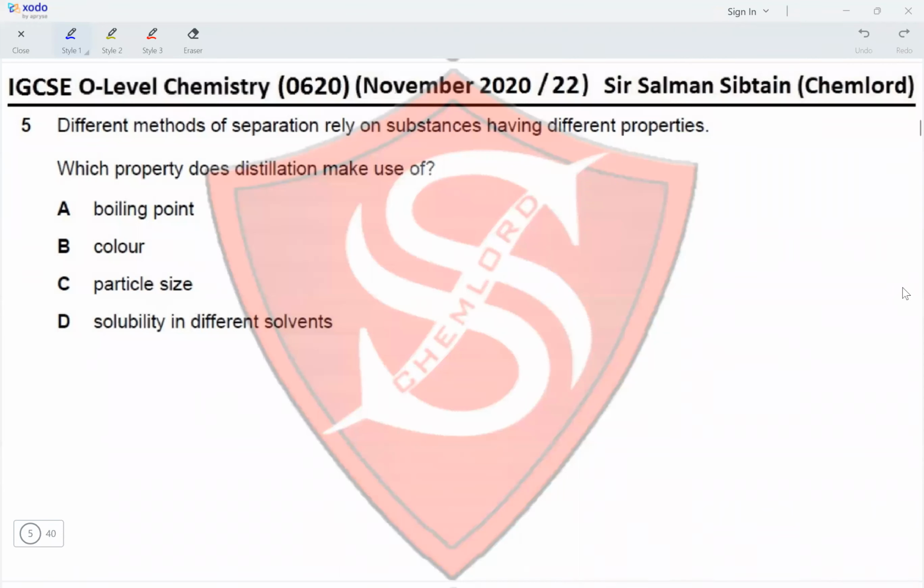Question 5. Different methods of separation rely on substances having different properties. Which property does distillation make use of? Distillation is a separation of liquids by making use of the difference in their boiling points. So boiling point is correct, color is not used, particle size is not used, and solubility in different solvents is not used. So the correct option for this question is option A.